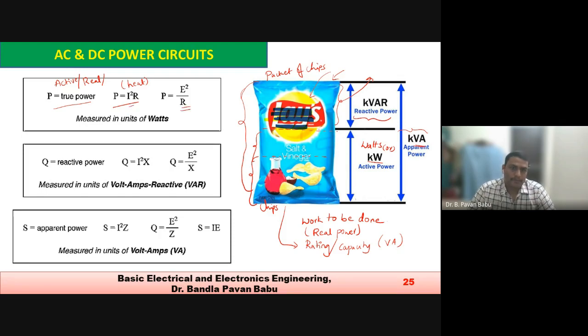Next, coming to the reactive power. If you denote the reactive power with Q, then it is equal to I square into X. Again, it may be I square XL if it is purely inductive, or I square XC if it is purely capacitive. The value of XL is 2 pi F into L, and XC is 1 by 2 pi FC.